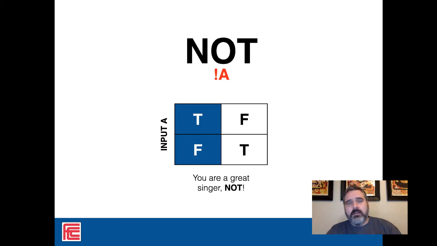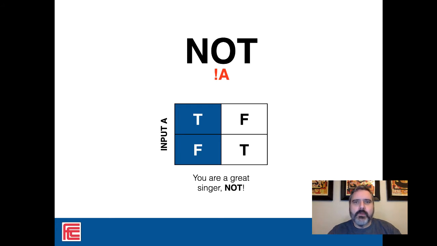The other one is not, which just changes the value of whatever happens afterwards, right? If you have a statement, then you say not, it just reverses it. So not A, if A was true, it has the value of false. If it was false, it now has the value of true. It just reverses the signal. It reverses the value of the Boolean.